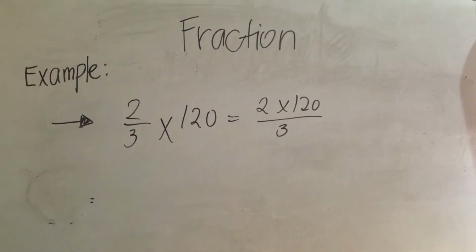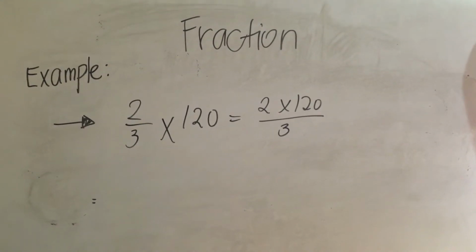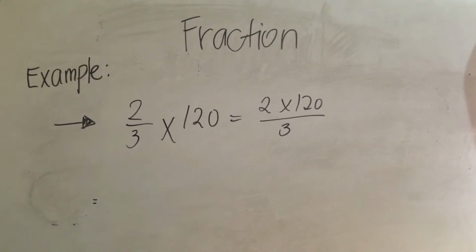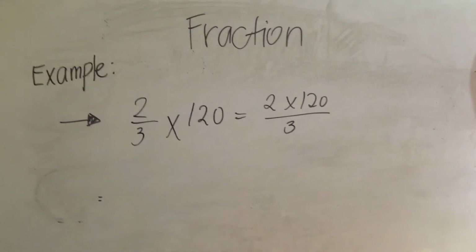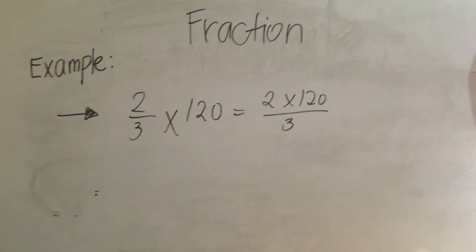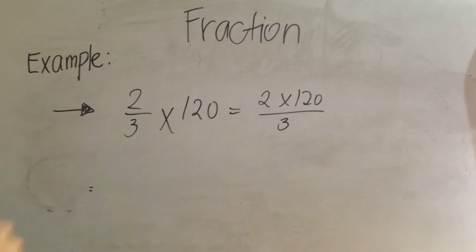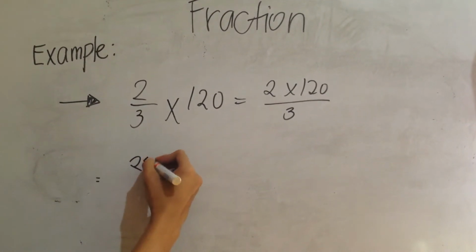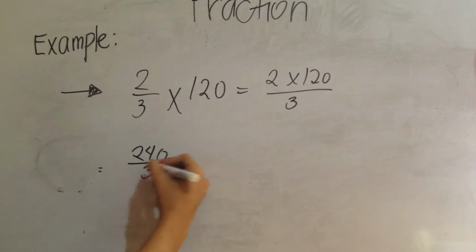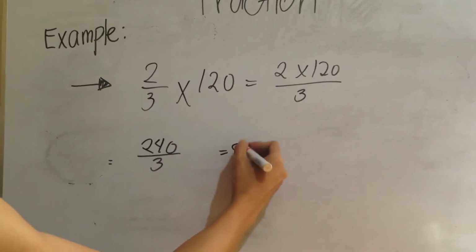Step 1 is to find the number of teddy bears sold. So 2/3 times 120. Multiply the numerator by the numerator and the denominator by the denominator. So 2 times 120 over 3. 2 times 120 is equal to 240, divided by 3. So the teddy bears sold is equal to 80.